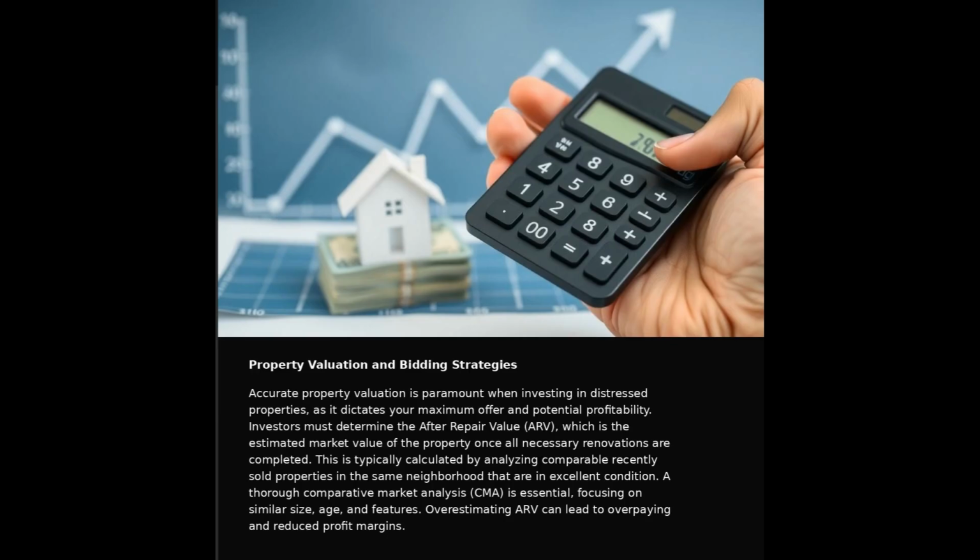are completed. This is typically calculated by analyzing comparable recently sold properties in the same neighborhood that are in excellent condition. A thorough comparative market analysis, CMA, is essential, focusing on similar size, age, and features. Overestimating ARV can lead to overpaying and reduced profit margins.